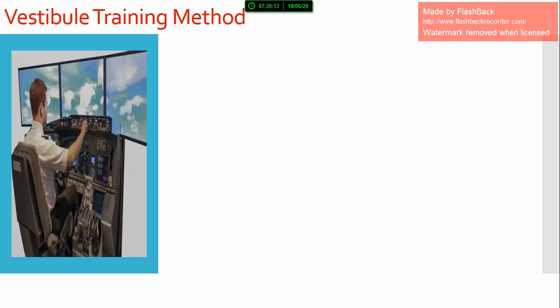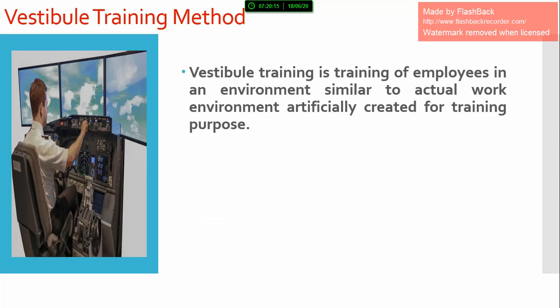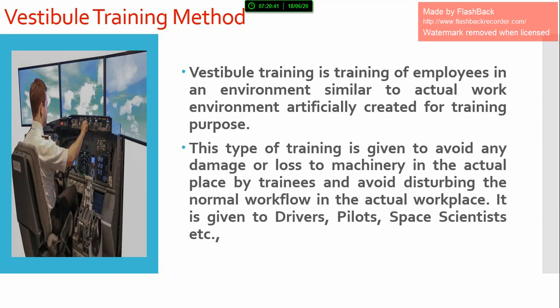And the vestibule training method. So this is training of employees in an environment similar to the actual workplace. So it is an environment artificially created for training purposes. Okay, so in this picture, you can understand the pilot learning how to fly a flight. This is not an original flight. So they prepared this environment for the training. Through that we can avoid unnecessary damages.